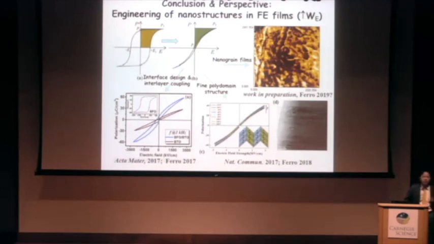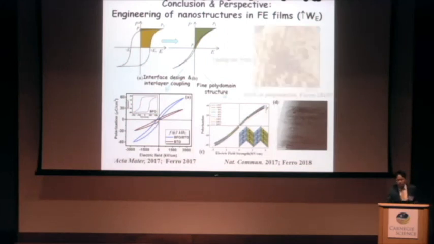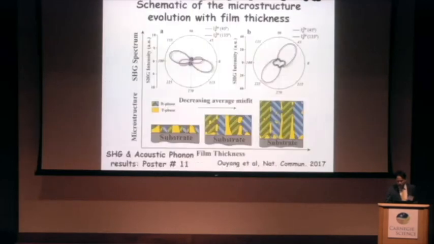Okay. Nice talk. I'm not sure if I understood, why did you put 20% of zirconium? Is it to approach the rhombohedral and tetragonal energies together?